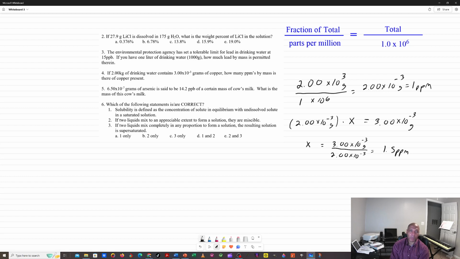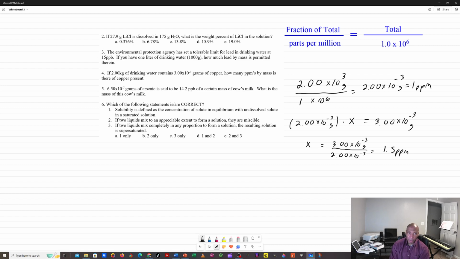Okay, number 5 says 6.50 times 10 to the negative 7 grams of arsenic is said to be 14.2 parts per billion of a certain mass of cow's milk. What is the mass of this cow's milk? All right, so now we're trying to find the total. We're trying to find the total mass. Now this is 6.50 times 10 to the negative 7 is 14.2 parts per billion.